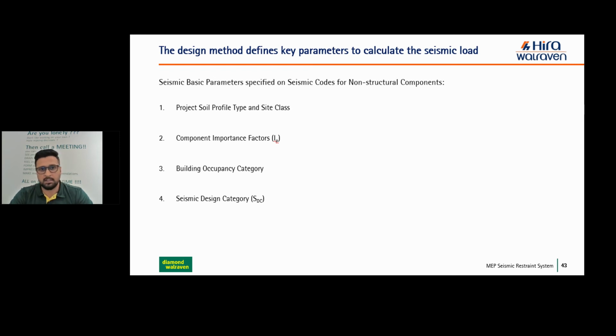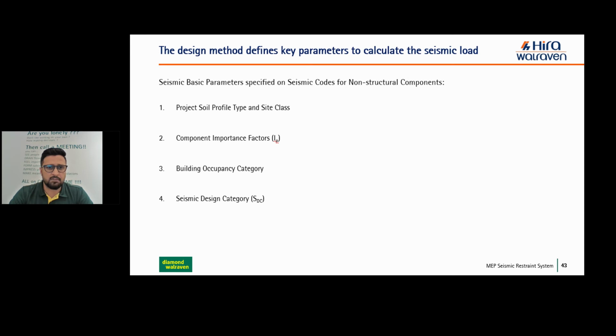Then we have the component importance factor, which is identified when dealing with seismic. This importance factor is very important, it's like everything in seismic, because most systems are designed based on the importance factor, and we will discuss it in detail. Then we have building occupancy category, as I showed you in my earlier slides. According to IBC we have 4 categories, from category 1 to category 4, based on high risk. The higher the number, the more the risk.